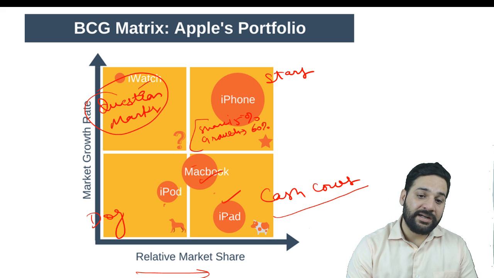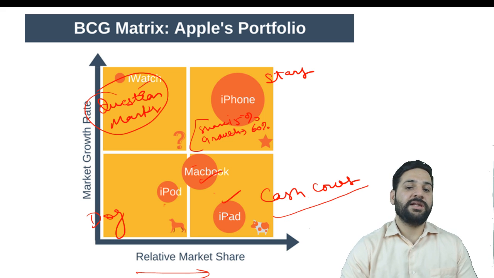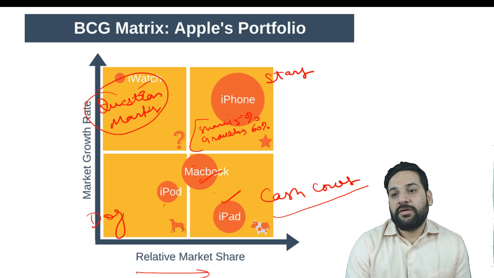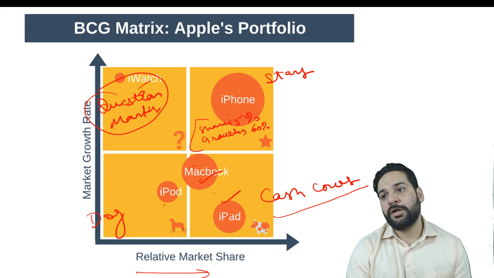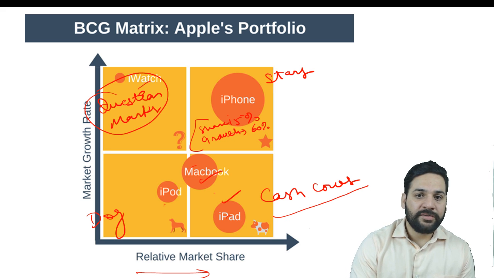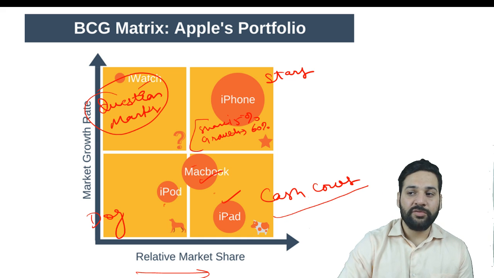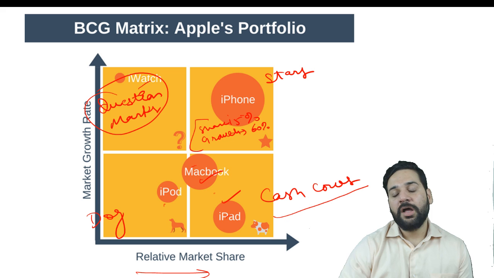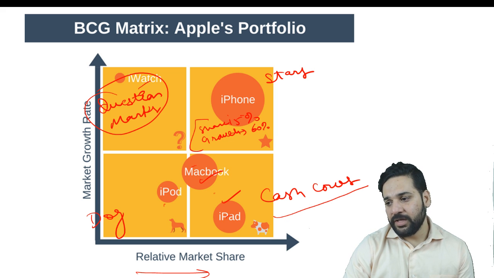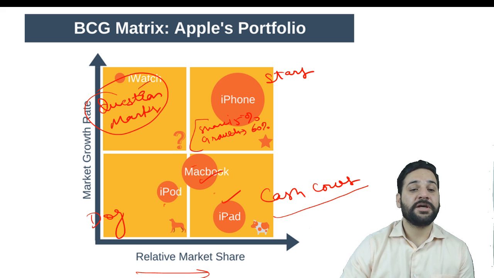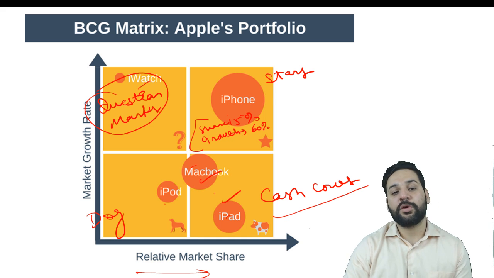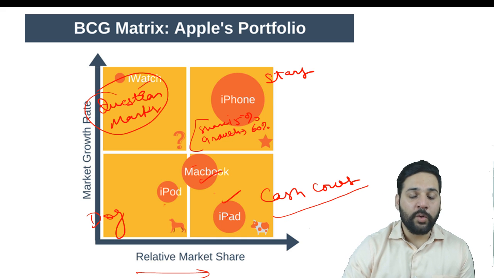But the relative market share of Apple is really low, because there are plenty of reasons, like better products are available, iWatches are expensive, people are using Fitbits, people are using those health bands or fitness bands, which are directly competing with the smartwatches. So the growth rate is really high, but the relative market share is low. So these are known as the question marks.